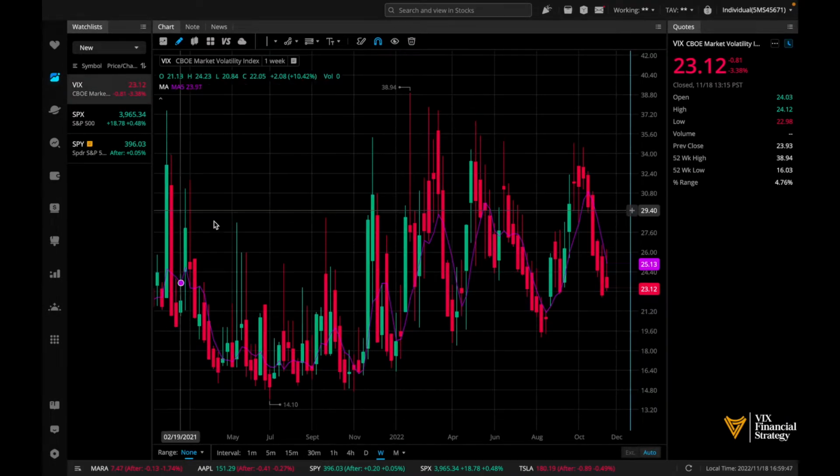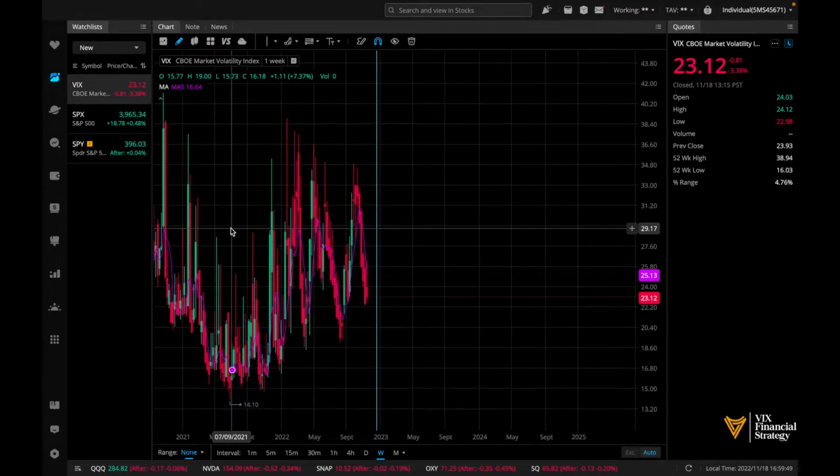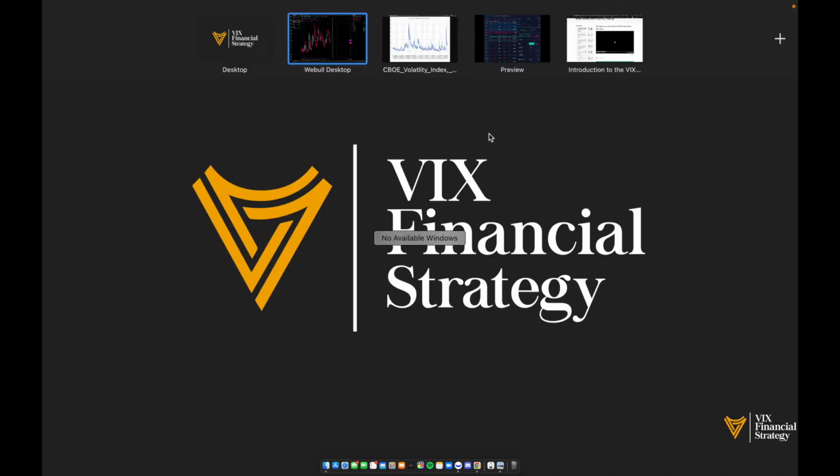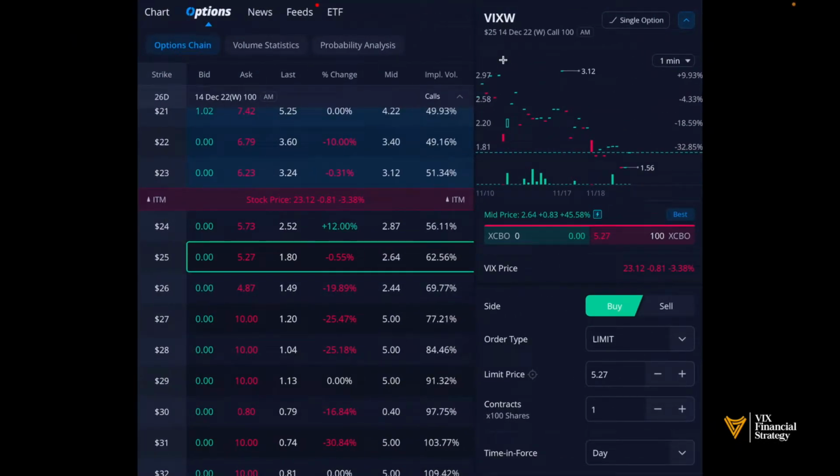How do you hedge your portfolio with this? Well, I actually have an example lined up. I took a screenshot from my brokerage. I use Webull to trade. Let's just say I own the S&P 500. I own 500 of the largest companies in the US, and I think that things are going to get a little bit hairy in the next month.